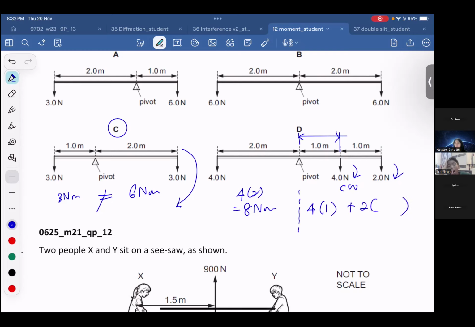2 times the distance. What is the distance? The distance is from the force until the pivot, which is here. So my distance for the 2 Newton should be 2 meter. So at the end, 4 plus 4, 8 Newton meter. This is balanced. D is balanced. But of course, we already know C is wrong. Okay, until here, any question?